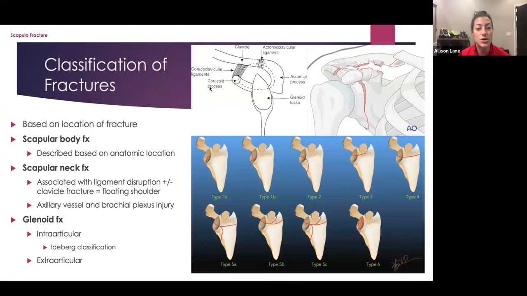Oh boy, so many classification systems because there's so many parts to the scapula. So general scapula body fracture, great. We're like, oh, look, it's the body. It's comminuted, non-comminuted. Essentially, that's pretty much it. Not really, but close to it. Then you have your scapular neck, and you need to consider whether there's ligament disruption, whether there's clavicle fracture association, because now you're talking about that suspensory complex. And then because it's in that scapular neck, you need to worry about the axillary vessel and brachial plexus injuries. And then you're talking about glenoid fractures, and you have all of these types of glenoid fractures, and they could be intra-articular or extra-articular.